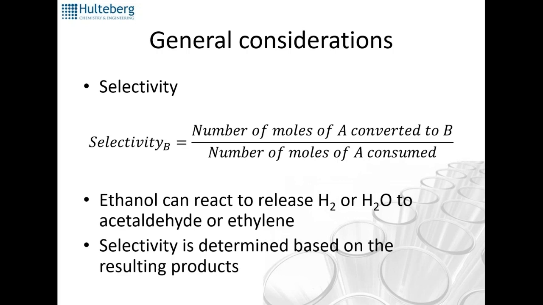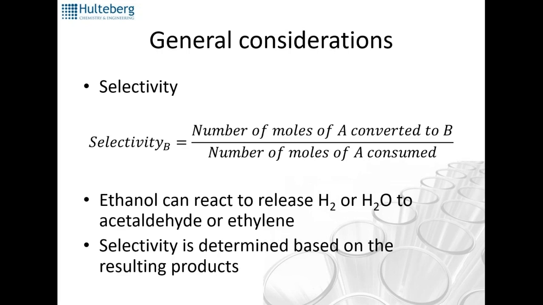So selectivity is defined as the number of moles of A, which is our reactant, that is converted into B, divided by how many moles of A is consumed. So for instance, ethanol can be reacted either to acetaldehyde or ethylene, and then we have, for instance, a desire to produce acetaldehyde over ethylene. Then we need to know how many of the ethanol molecules consumed actually forms acetaldehyde.